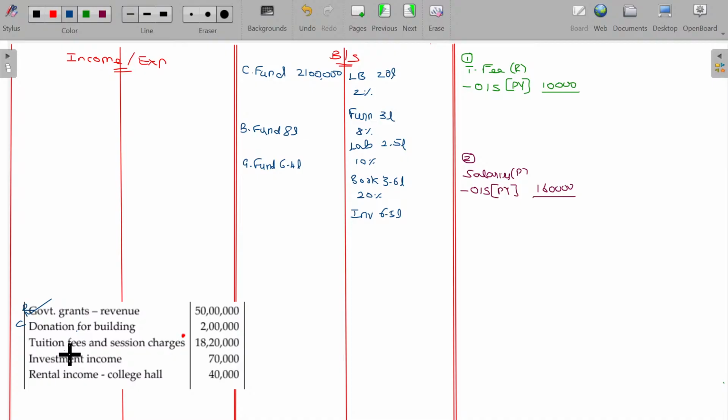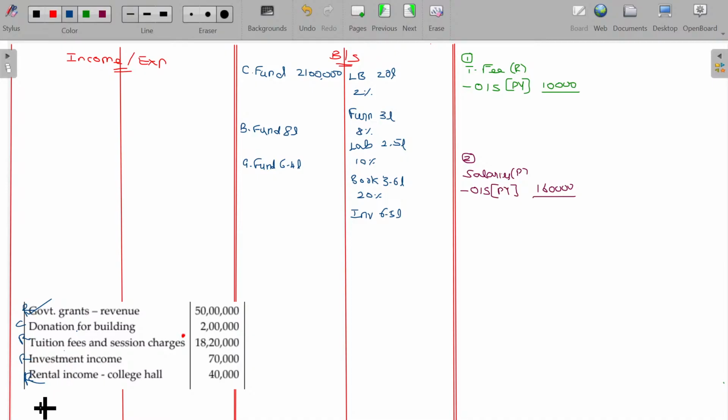Tuition fees and session charges, revenue nature. Investment income, revenue nature. Rental income, college hall. As it's a college institution, they have the hall. Now and then they can let it out for some other general purpose also. Because of that, they get some extra revenue, also revenue nature. So these are revenue nature.